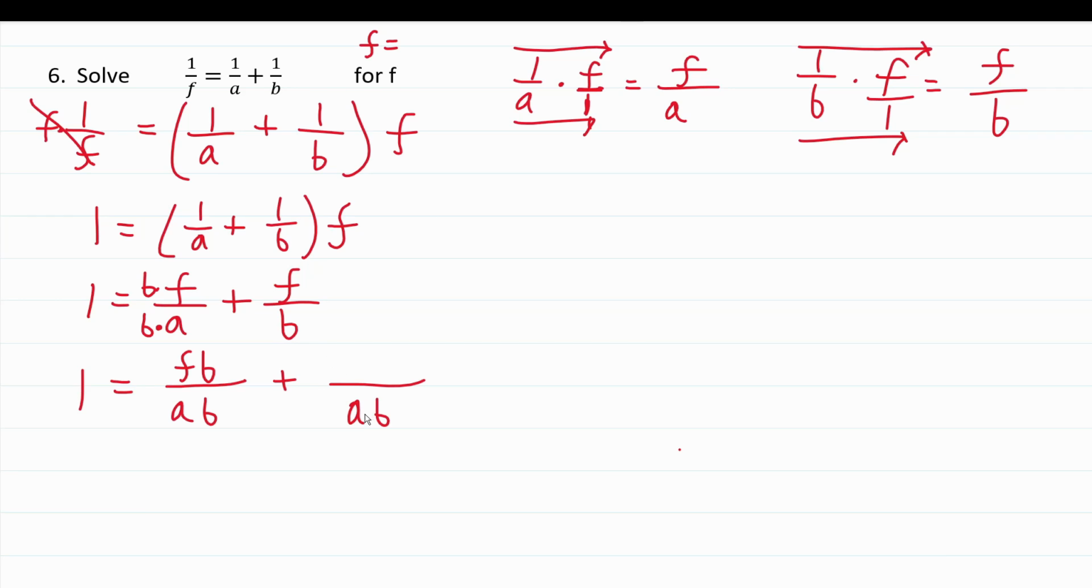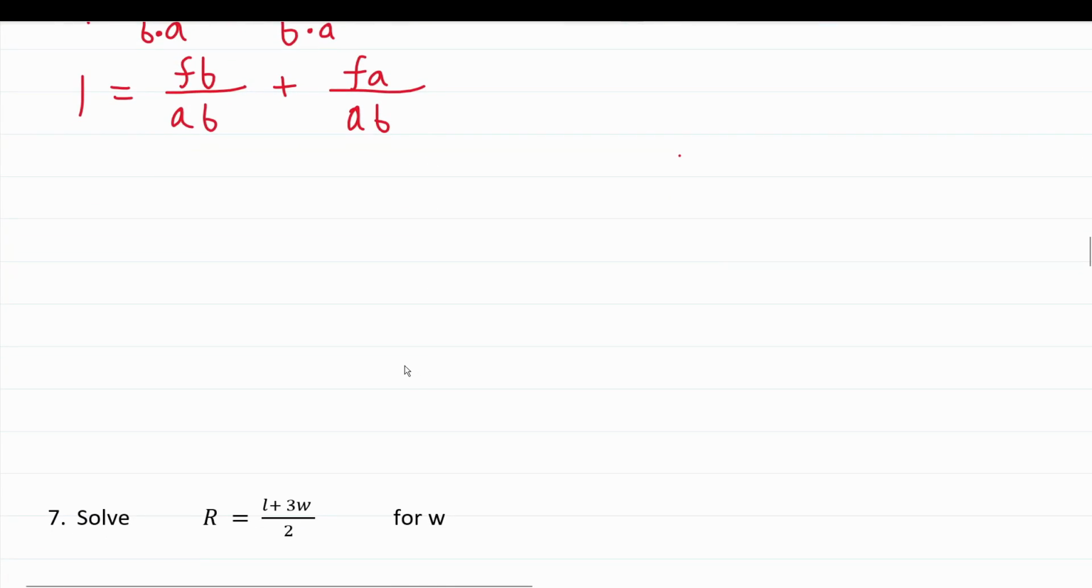How can I write b such that it becomes ab? I can multiply it by a. I'm also going to do that to the numerator. So this is going to become fa. Now that I've rewritten these fractions with the same denominators, I can go ahead and add them. So this becomes 1 equals fb plus fa all over ab.